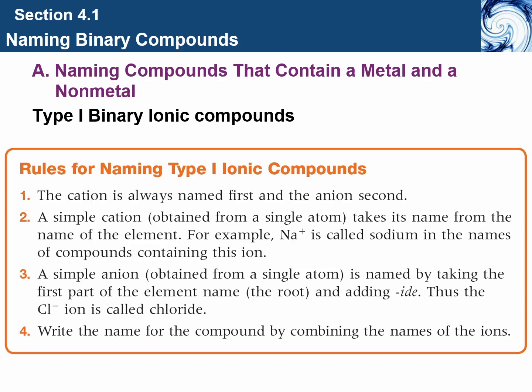We do not use prefixes to indicate the subscripts in a type 1 ionic compound, and we do not include a Roman numeral because the metal only has one common charge. The formula tells us the ratio needed for an electrically neutral compound, but the name is simply the cation followed by the anion name. So if I was to put sodium and chloride together, I'd be getting table salt, which is sodium chloride.